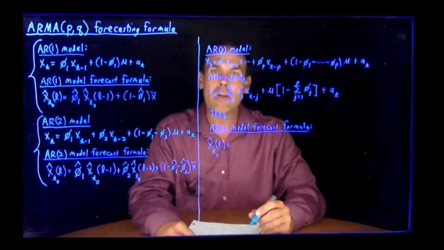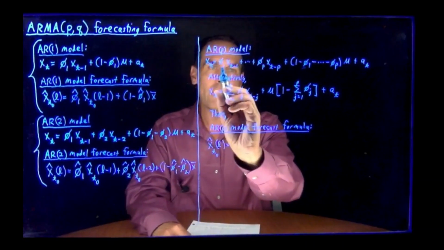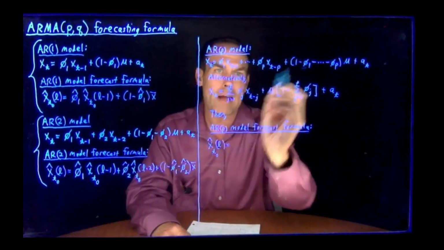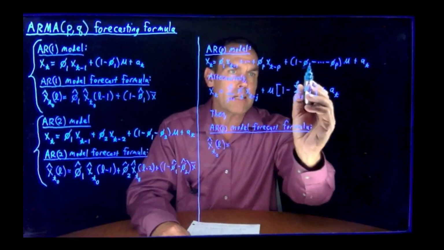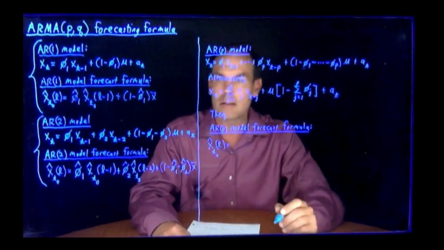What about the AR(p)? Well, the same type of thing. Instead of there being a phi1 and a phi2, it'll go out to phi p. So we have phi1 times x sub t minus 1 all the way out to phi p times x sub t minus p. Plus the mean term will be 1 minus phi1 minus all the way out to phi sub p times mu plus a sub t.